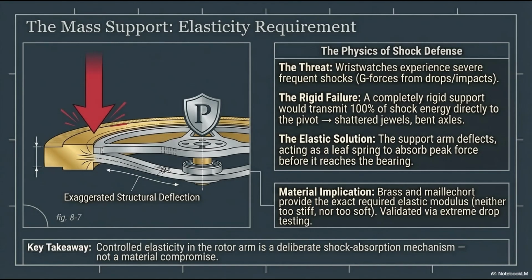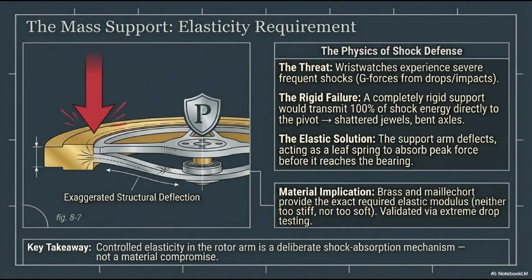I mentioned that the mass support arm must be elastic. Let's explore the physics of shock defense and why a rigid rotor is a dead rotor. The threat is constant. Wristwatches experience severe, frequent shocks, massive g-forces from being dropped on a desk or hitting a doorframe. Look at the red arrow on the diagram representing an impact. If the mass support arm was completely thick and rigid, it would transmit 100% of that kinetic shock energy directly into the microscopic central pivot bearing. The result? Shattered ruby jewels and permanently bent axles. The watch would instantly stop. The elastic solution is brilliant.